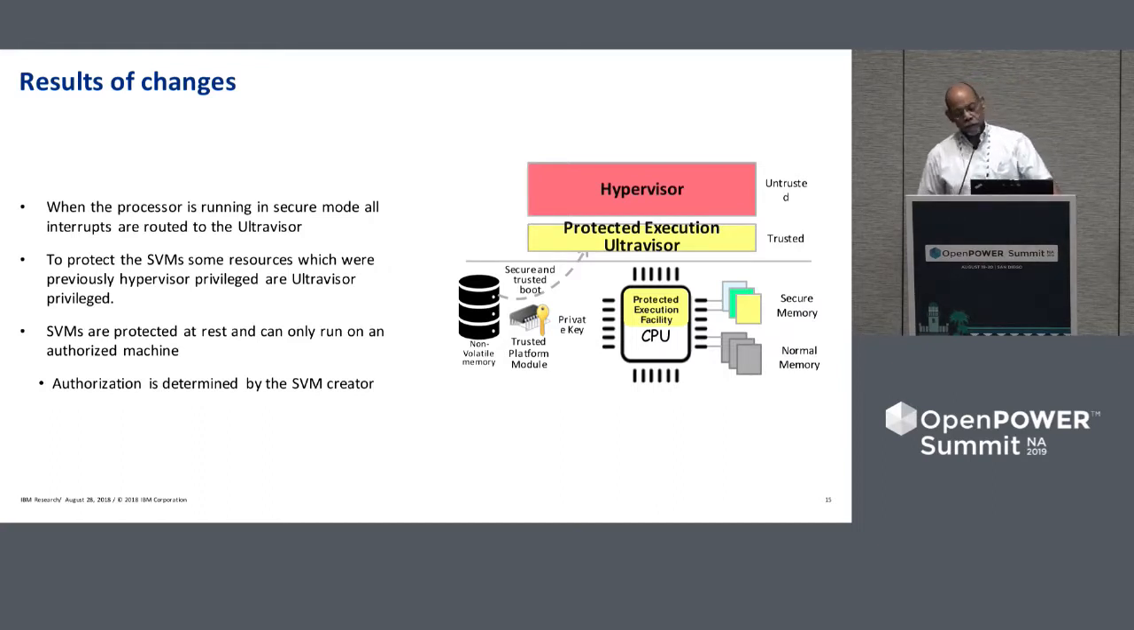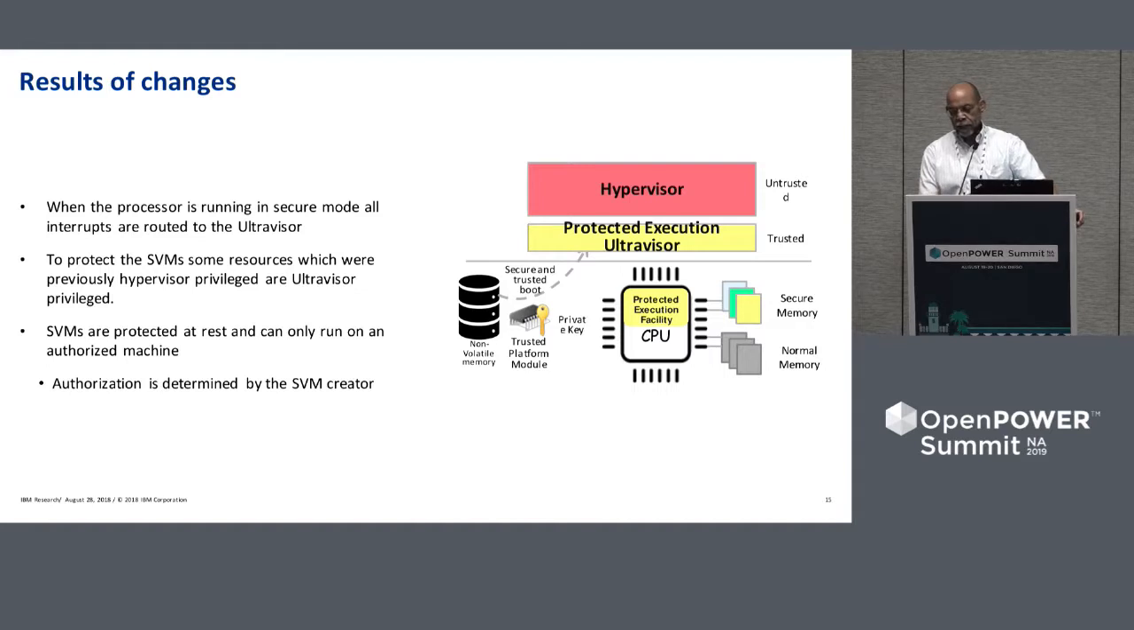And so, in addition, to protect the SVM, some of the resources that were previously hypervisor privileged are now ultravisor privileged, which means when the hypervisor wants to do some of its work, it's got to call the ultravisor and ask it to do the work for it. But it also allows the ultravisor to make sure that the work that's being requested won't put the secure virtual machine at risk.